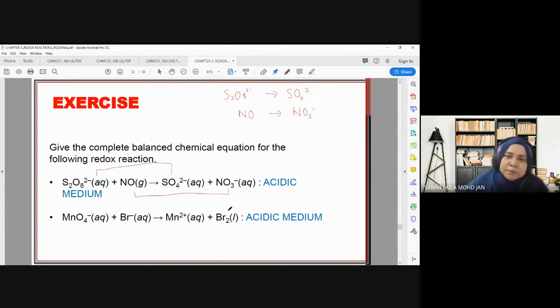Pasangan half reaction dia. Okay, next is we balance atom other than O and H. So other than O and H, you have this as sulfur. So here is 2, here is 1. So you have to put coefficient here 2. Okay, so now you have 2 sulfur. And here pun 2 sulfur. Okay, the next one, other than O and H, you have nitrogen. So 1 nitrogen here, 1 here. So tak perlu buat apa-apa lah. Okay, you don't have to put anything.